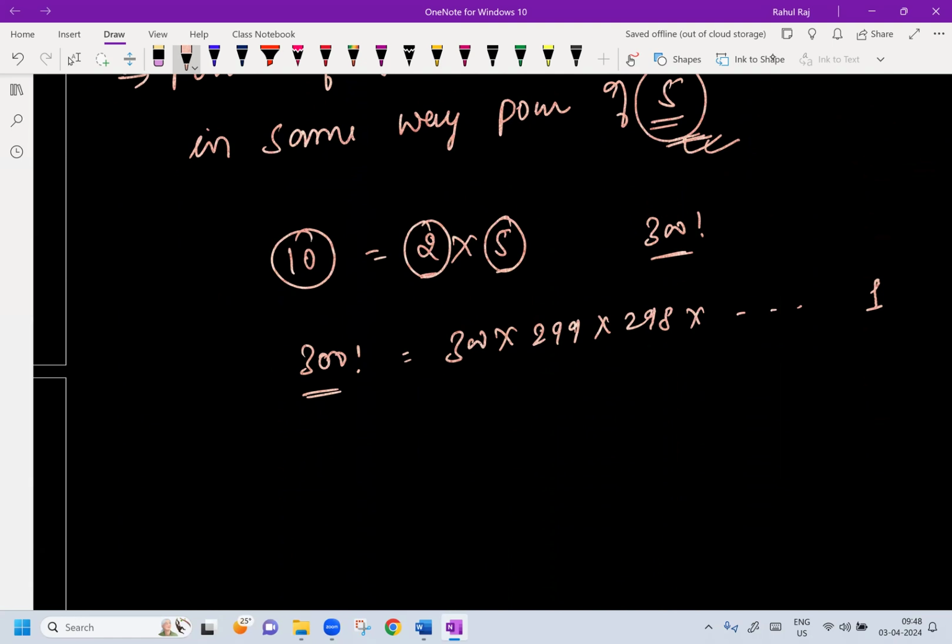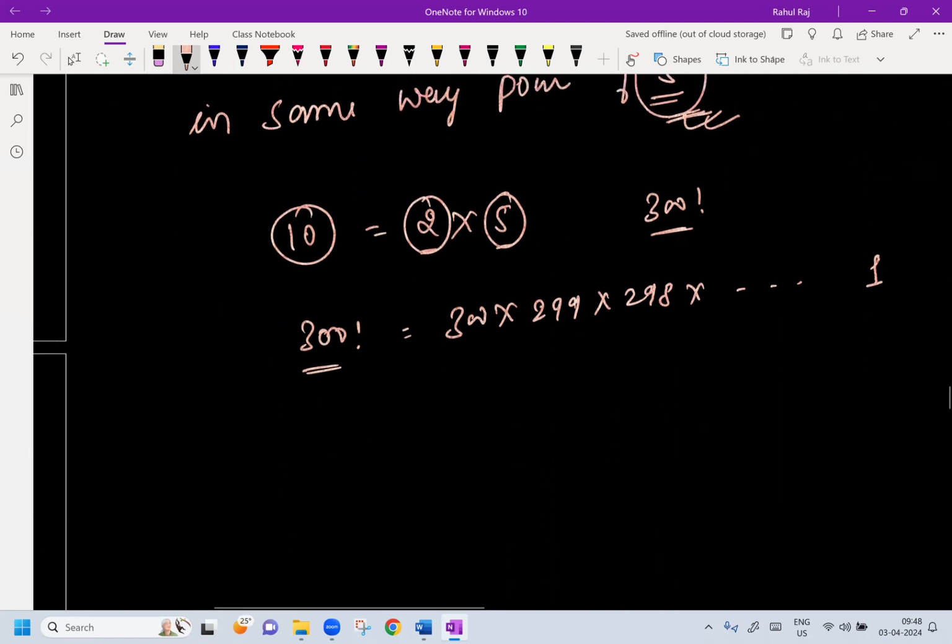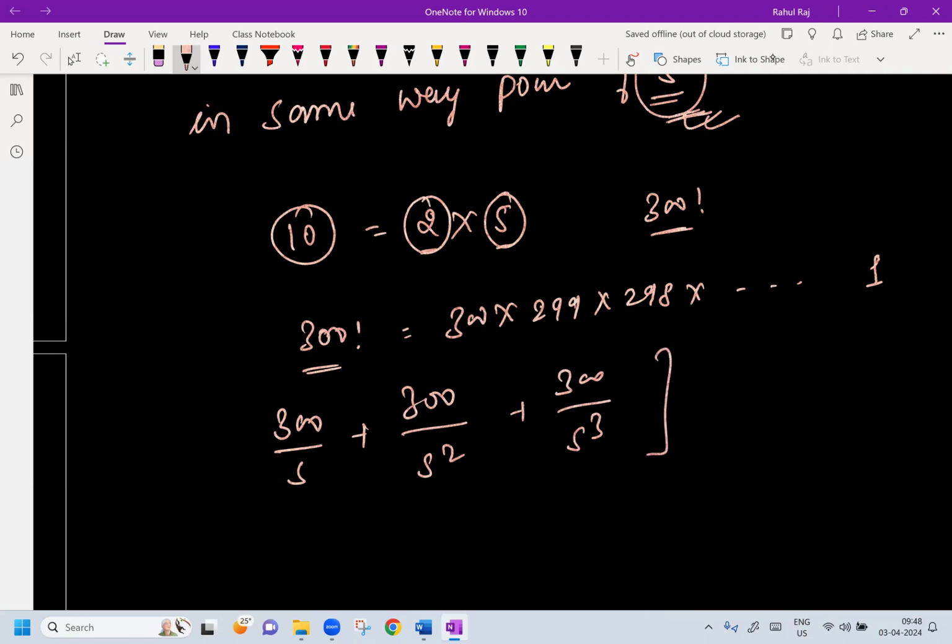If they have asked you how many zeros are at the end of 300 factorial, or what is the power of 0, you will simply do 300 by 5, plus 300 by 5 square, plus 300 by 5 cube. 5 cube is 125, and 5 to the power 4 is 25 into 25, 625. So we'll have to stop here.